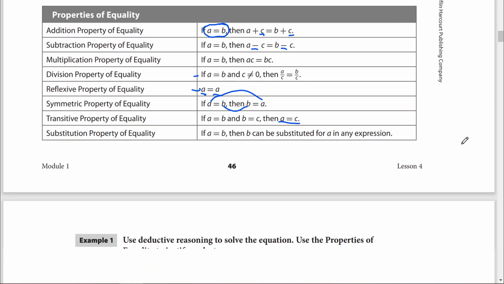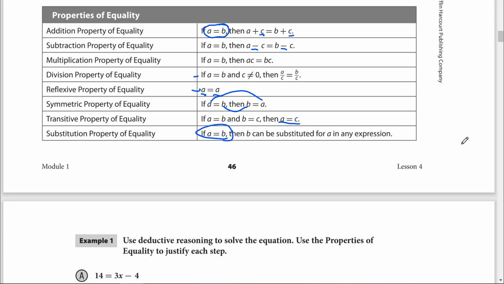And the substitution property says if A and B are equal, then anytime I see A, I can replace it with B. So if I had a formula that said 5A plus 7, I can substitute that A and replace it with a B. So if two things equal each other, they're interchangeable.